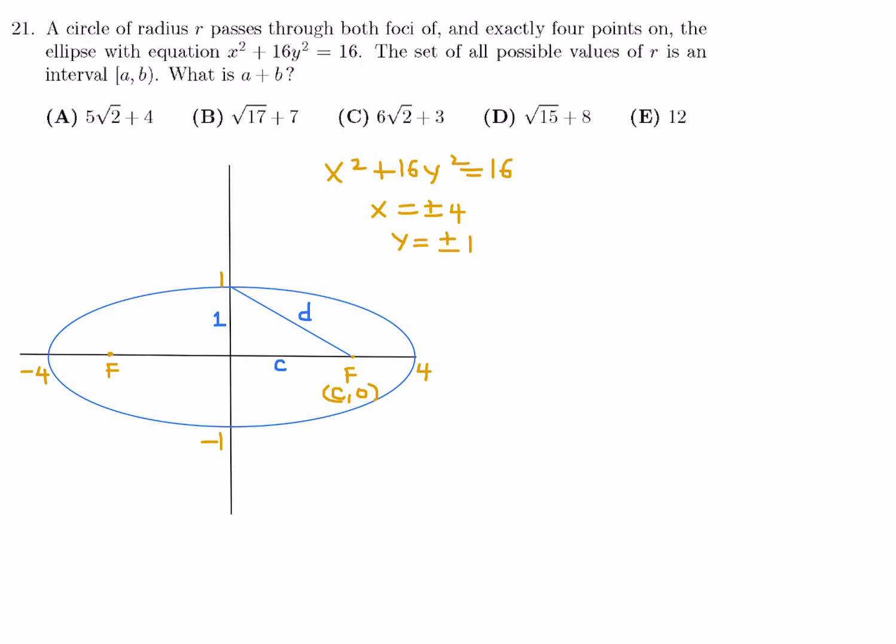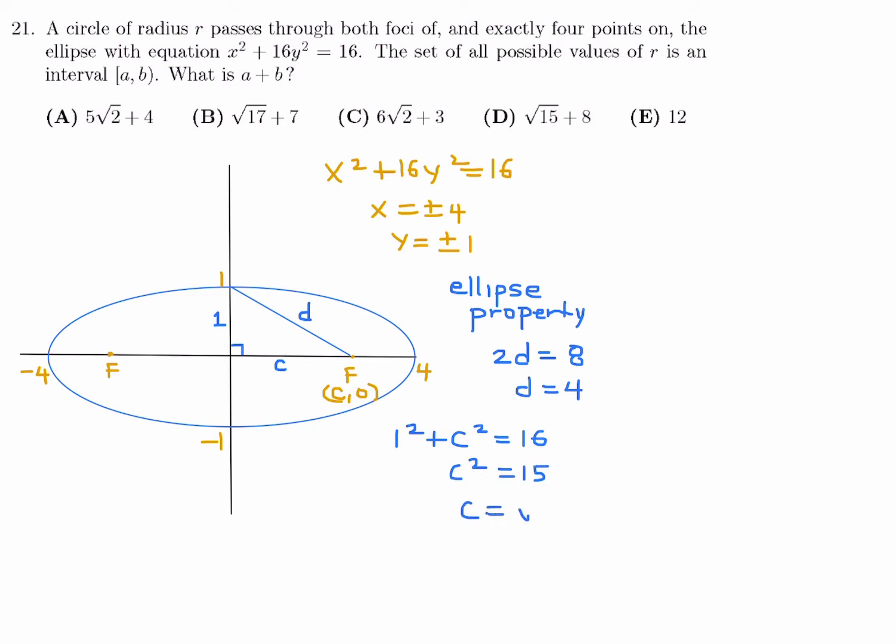And the very important ellipse property, and I think that's the key to this question, if you don't know this, I don't see how you could solve it, is that 2D is the equivalent of the entire length from one end to the other on the x-axis. In our case, that's 8. So that means D is equal to 4. Once D is equal to 4, using Pythagoras in that triangle, we can easily figure out the value for C. So 1 squared plus C squared will be D squared, which is 16. C squared is 15. C is the root of 15.